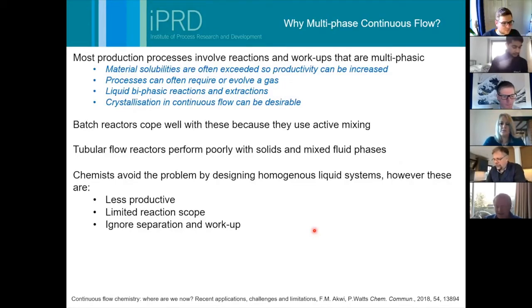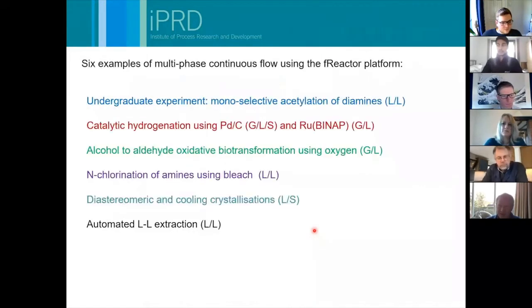And what chemists tend to do is circumvent or avoid the problem by designing homogeneous liquid systems. So they dilute things down until everything's soluble, and then they can flow it through a tube. But the consequence is that you've got a system that's less productive. It limits the scope of the reaction because you might have things that are still not soluble when you dilute them down, and it can ignore separation and workup aspects as well. So that's why we wanted to work on multiphasic flow systems. And the fReactors was one way of doing that, as you've seen from Nick's presentation.